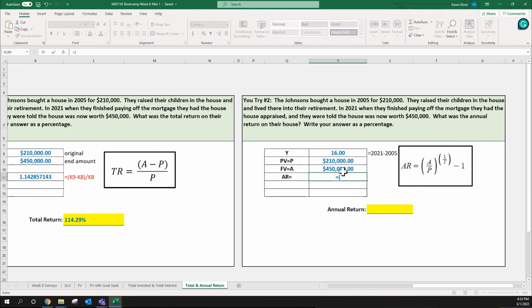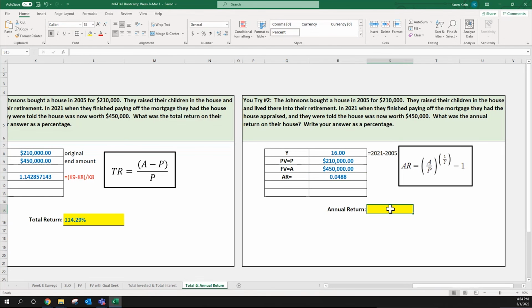So this is going to be your A value divided by your P. And we're going to raise that to the power 1 divided by your years. And we're going to subtract off 1. And I'm going to change that back to a number. Expand my decimal places. And I'm just going to set this equal here and then change this to a percent. So we have an annual return of 4.88%.